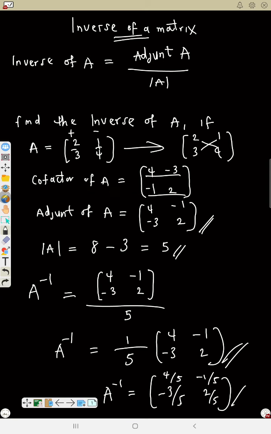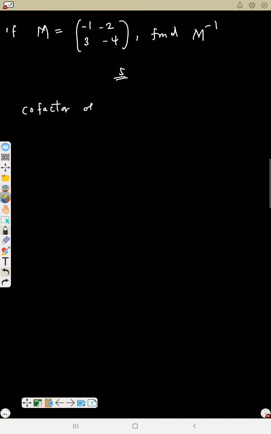So now let's see another question. Now let me use different alphabet. If M is equals to minus 1, 2, 3, minus 4. So let me put minus here. Find M inverse. Now to find M inverse, first thing, so you are going to find cofactor of M. So to find inverse, you find cofactor of M.